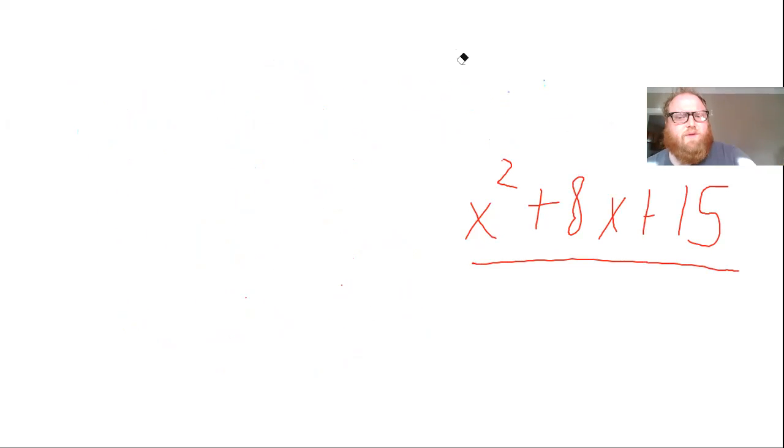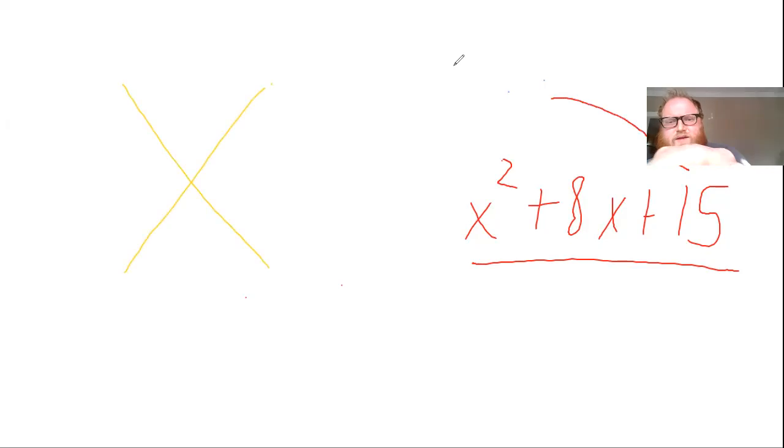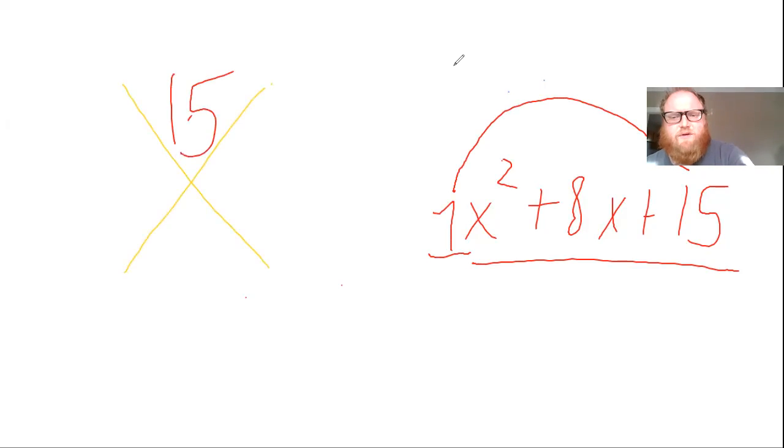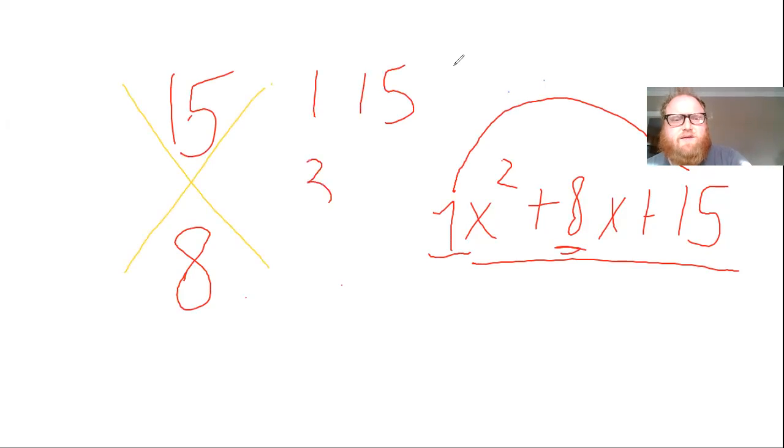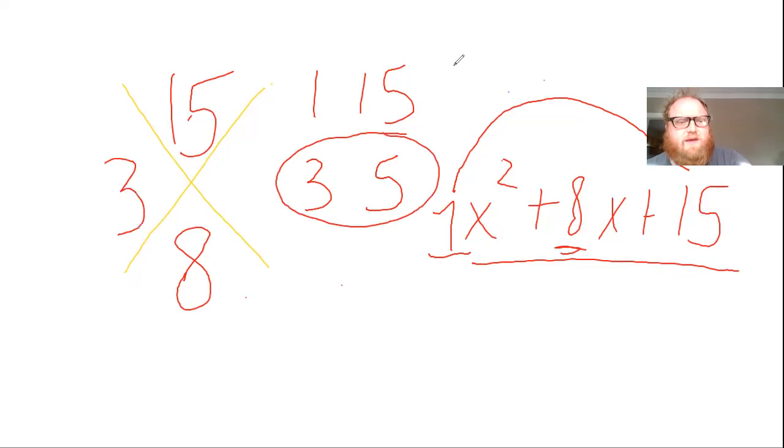Okay, so let's assume that we have this as the starting problem. We're going to factor it, so we're going to draw an x. Now we multiply 15 times 1 because there's a 1 in front of the x squared. That's 15. The middle term goes on the bottom. We need to find two factors of 15, two numbers that multiply to get 15. Our options are 1 times 15 or 3 times 5. Now we need the pair that adds up to 8, so we will use 3 and 5.